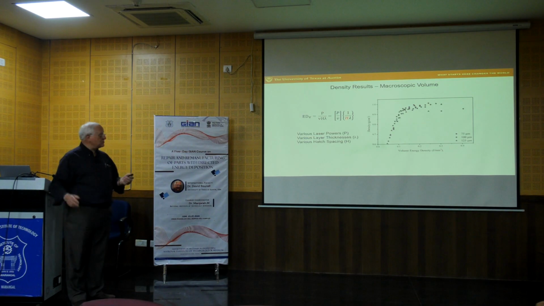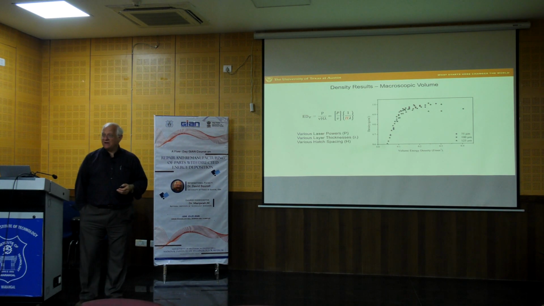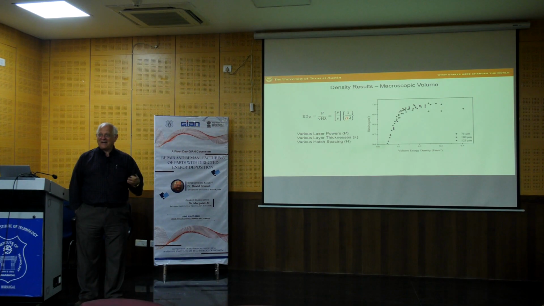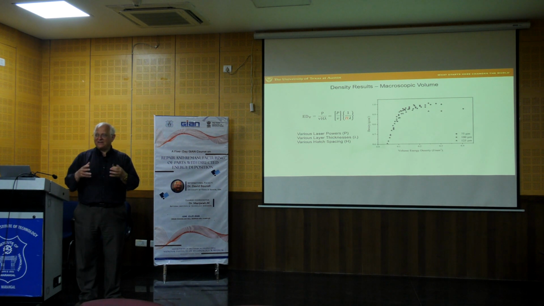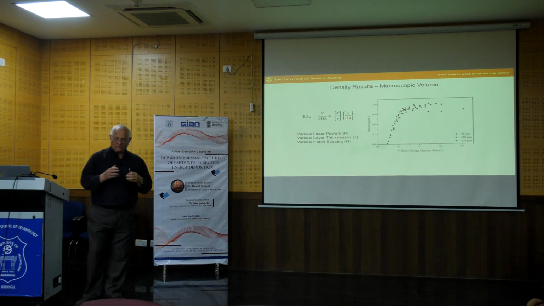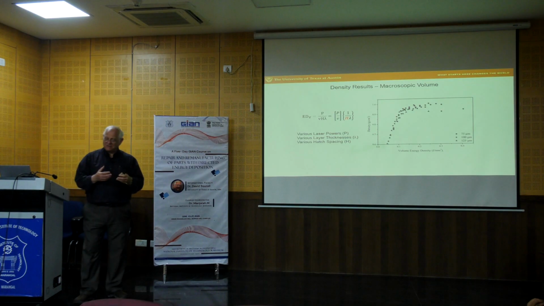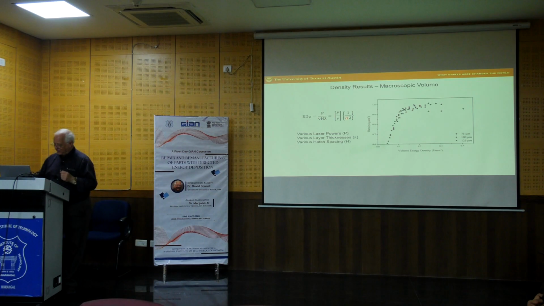But it also shows that it's useful, because if I want something that's full density, I may need to go down here, say, to 0.25 joules per cubic millimeter. So it shows me what the energy density needs to be set at, by adjusting the individual parameters, the layer thickness, the beam diameter, the hatch spacing, to get a good part.